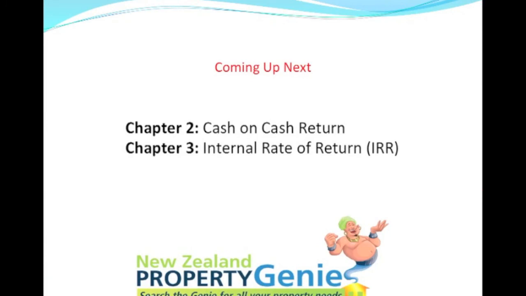Coming up next, chapter 2 in the trilogy is cash on cash return. That will be calculating how much return you get on your money if you put a cash deposit in any property you purchase. And chapter 3 will calculate the internal rate of return, the IRR. That's the most fascinating return on investment, when you can see the property performance over a period of time, taking into account capital gain and rent increase and various other things.